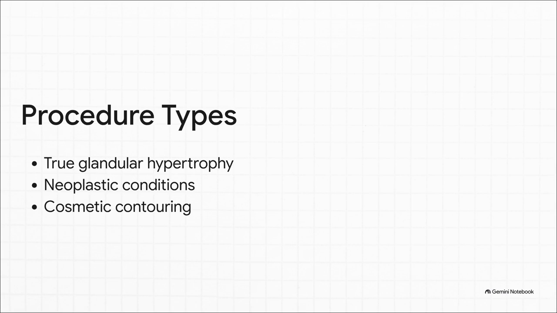Really, your job as a coder here is to play detective. You have to look past whatever title the surgeon slapped on the operative report and dig deep into those clinical indications. Ask yourself, are we removing actual functional tissue that's abnormally grown? Are we taking out a suspicious mass? Or, is the patient just looking for a flatter chest contour? Your code selection hinges entirely on nailing these distinctions.